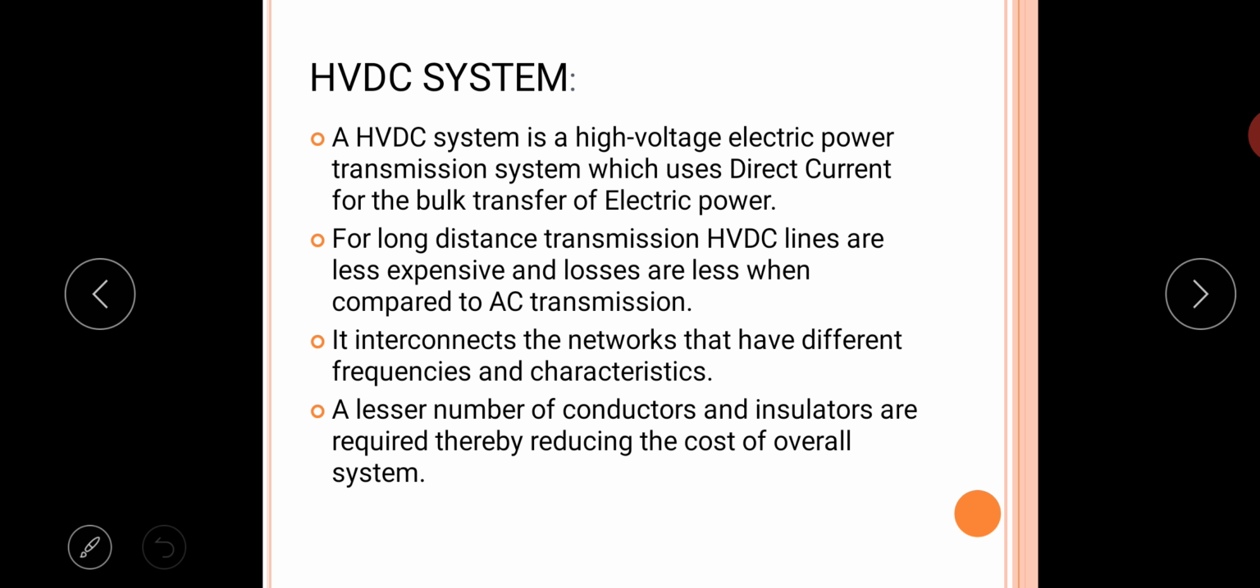An HVDC system requires a lesser number of conductors and insulators when compared to an AC transmission system, thereby reducing the overall loss of the system. An HVDC system also has a lesser amount of corona loss, conductor loss and skin effect when compared to that of an AC transmission system.